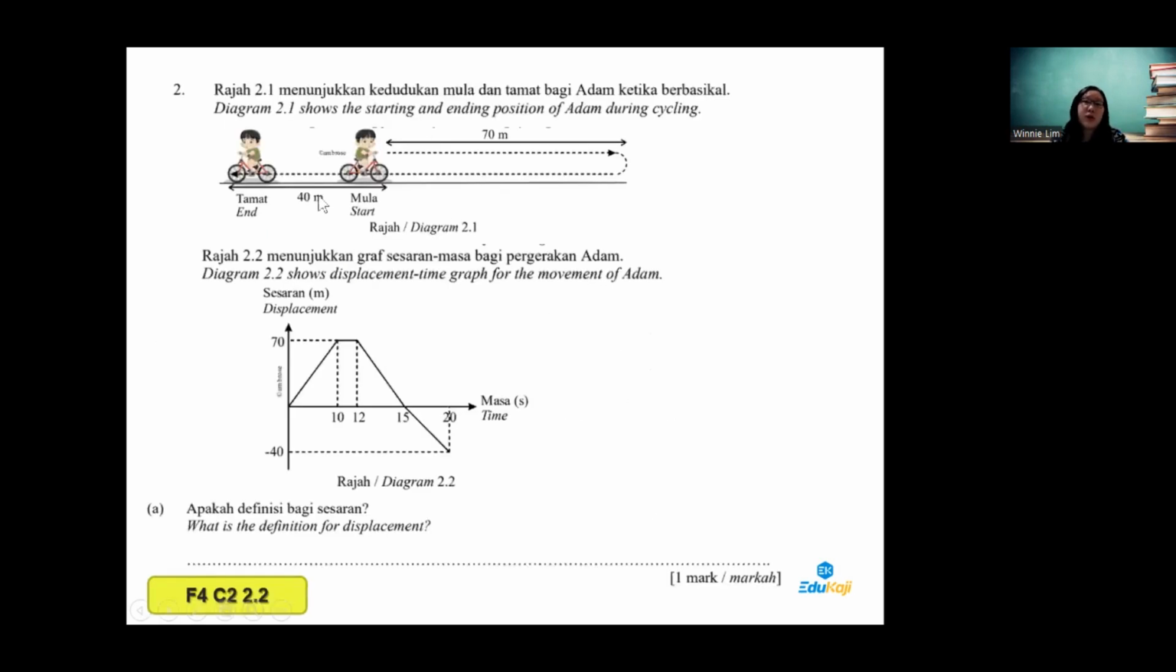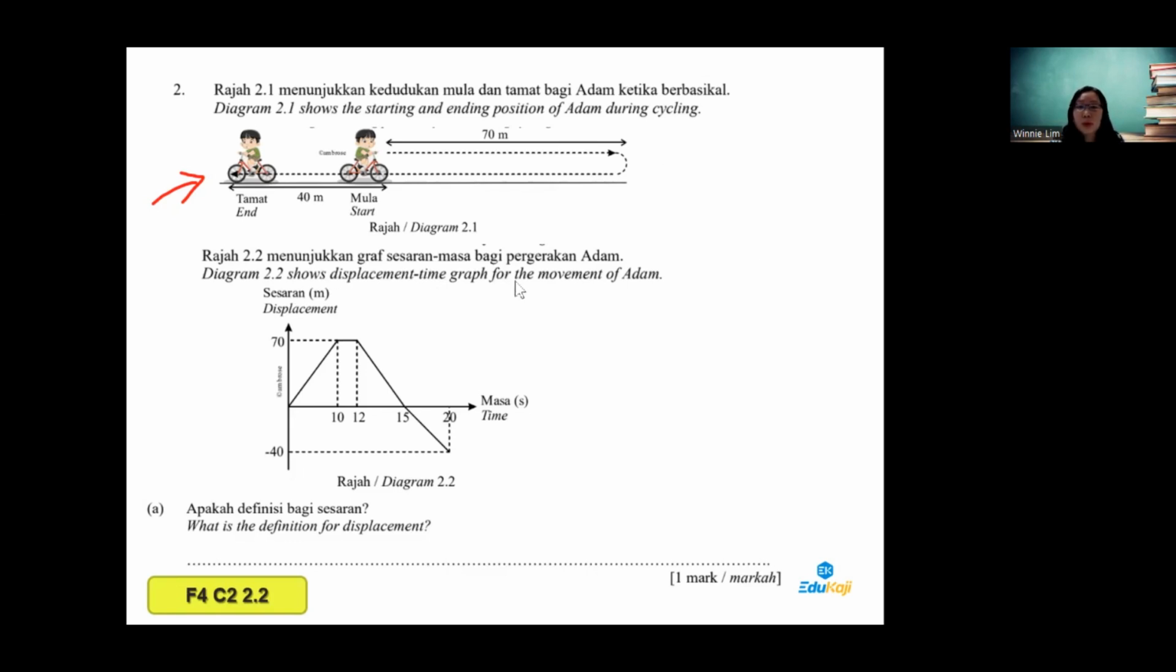Okay, so for question 2. Question 2 is from Form 4, forces and motion, on motion graphs. As you know, you learn two types of graph, which are the displacement-time graph and the velocity-time graph. Whenever you do questions related to graphs, especially the displacement-time graph, if you are not so sure about the idea, you can always draw the line graph. Like this question, they are actually giving you the idea of how this boy starts and ends cycling. Diagram 2.1 shows the starting and ending position of Atom during cycling.